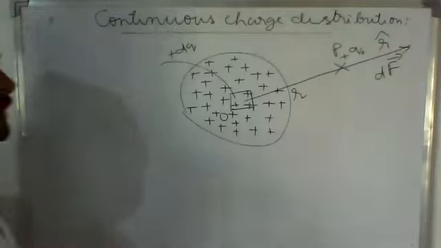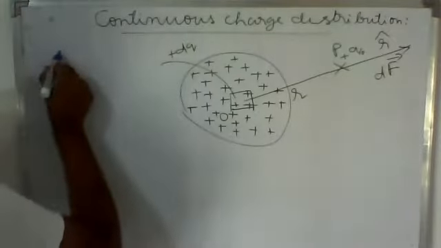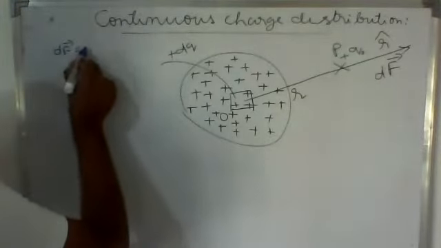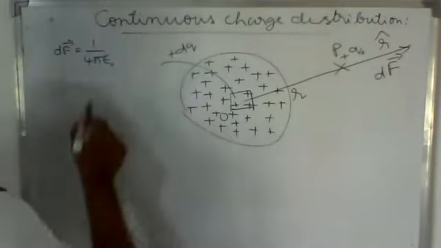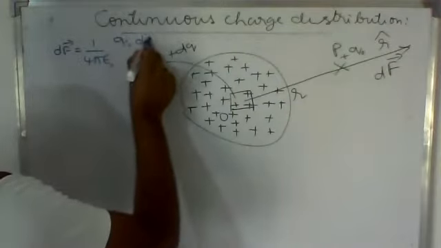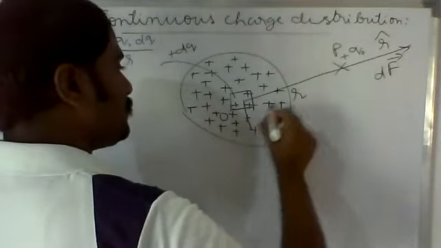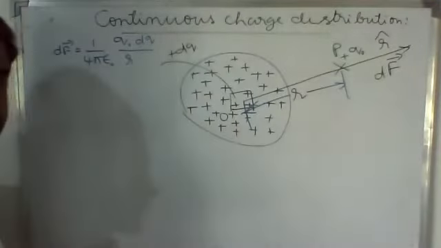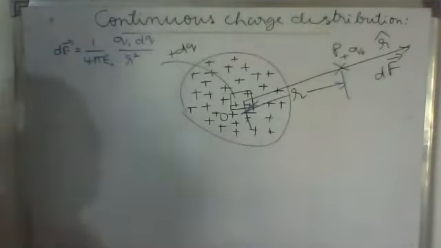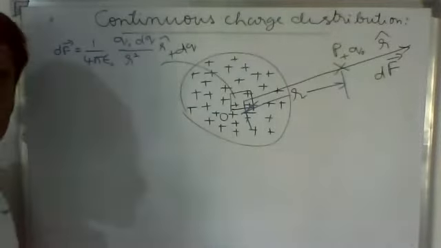According to Coulomb's inverse square law in vector form, the force acting on plus Q naught due to plus dq, that is dF vector, is equal to 1 divided by 4 pi epsilon naught, into the two charges, Q naught and dq, divided by the square of the distance from dq to P, that is r, so divided by r square, into r cap. So this is the force acting on plus Q naught due to plus dq.